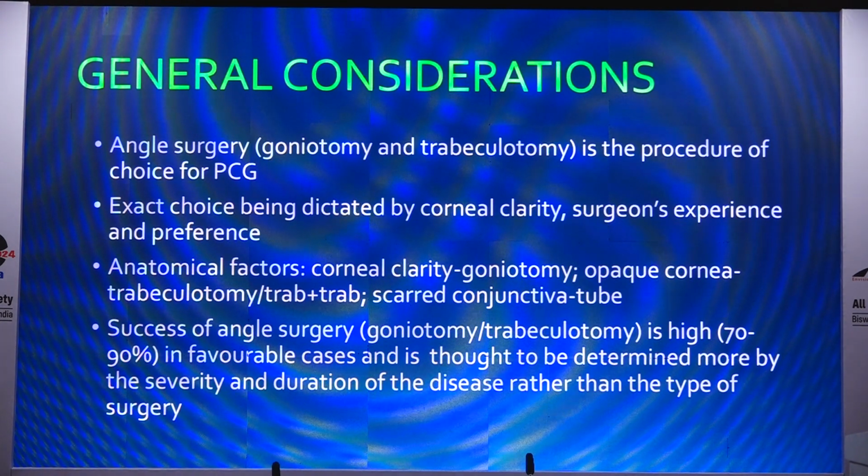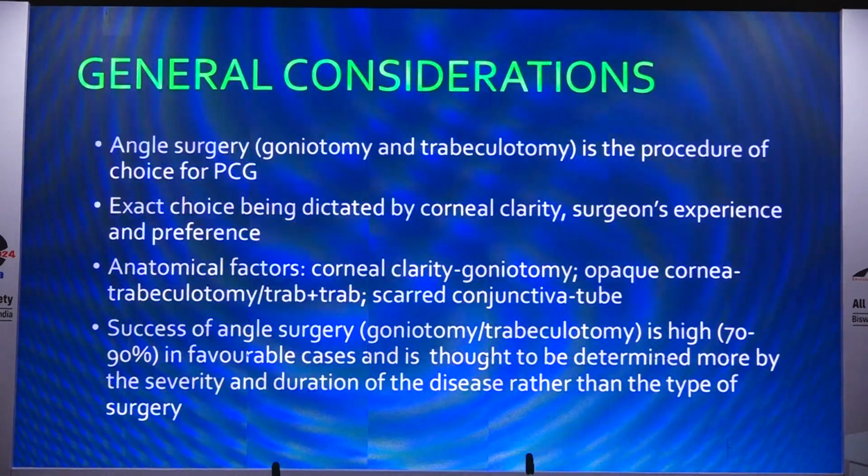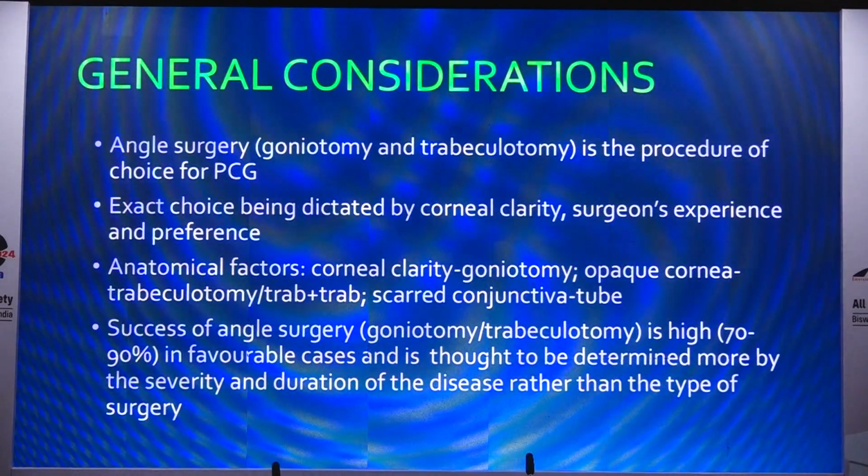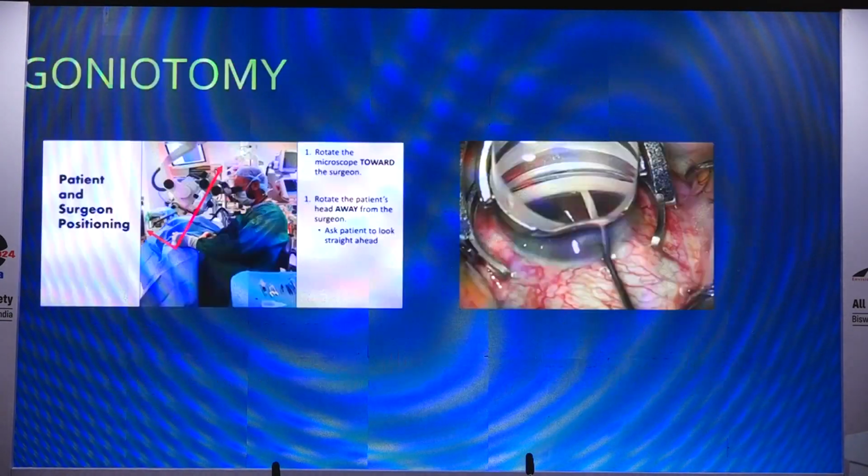If the cornea is clear, we can contemplate goniotomy, but if the cornea is opaque, goniotomy cannot be done. We have to do either trabeculotomy or combined trab and trab. If it's a scarred conjunctiva, we cannot go for a trabeculectomy, and better to go for a tube. The success for the angle surgery is high, almost 70 to 90% in favorable cases, and it is thought to be determined more by the severity and the duration of the disease rather than the type of surgery.